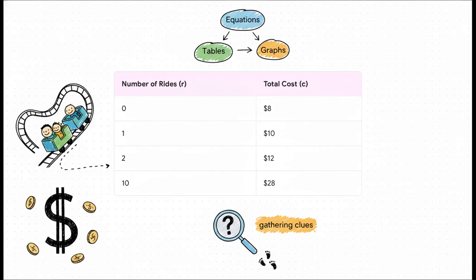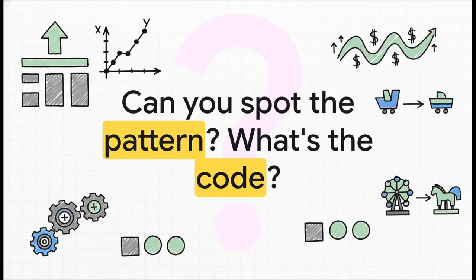So check out this table. It's exactly like the one we made for our x and y equation. But this time, we have the number of rides and the total cost. If Corey goes on 0 rides, it costs $8. 1 ride, it's $10. 2 rides, $12. See? We're just gathering clues about Corey's day. So can you spot the pattern? What's the code behind these numbers?